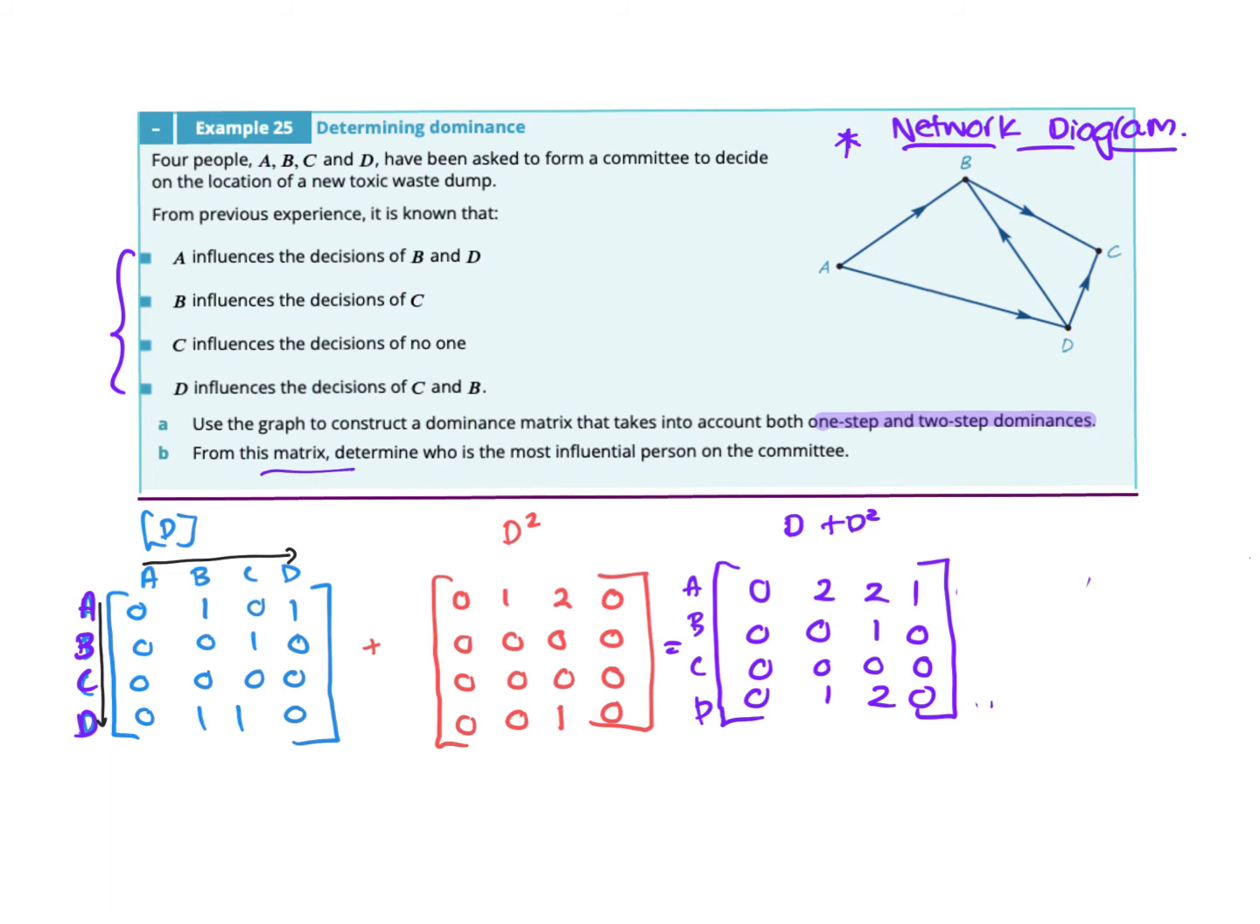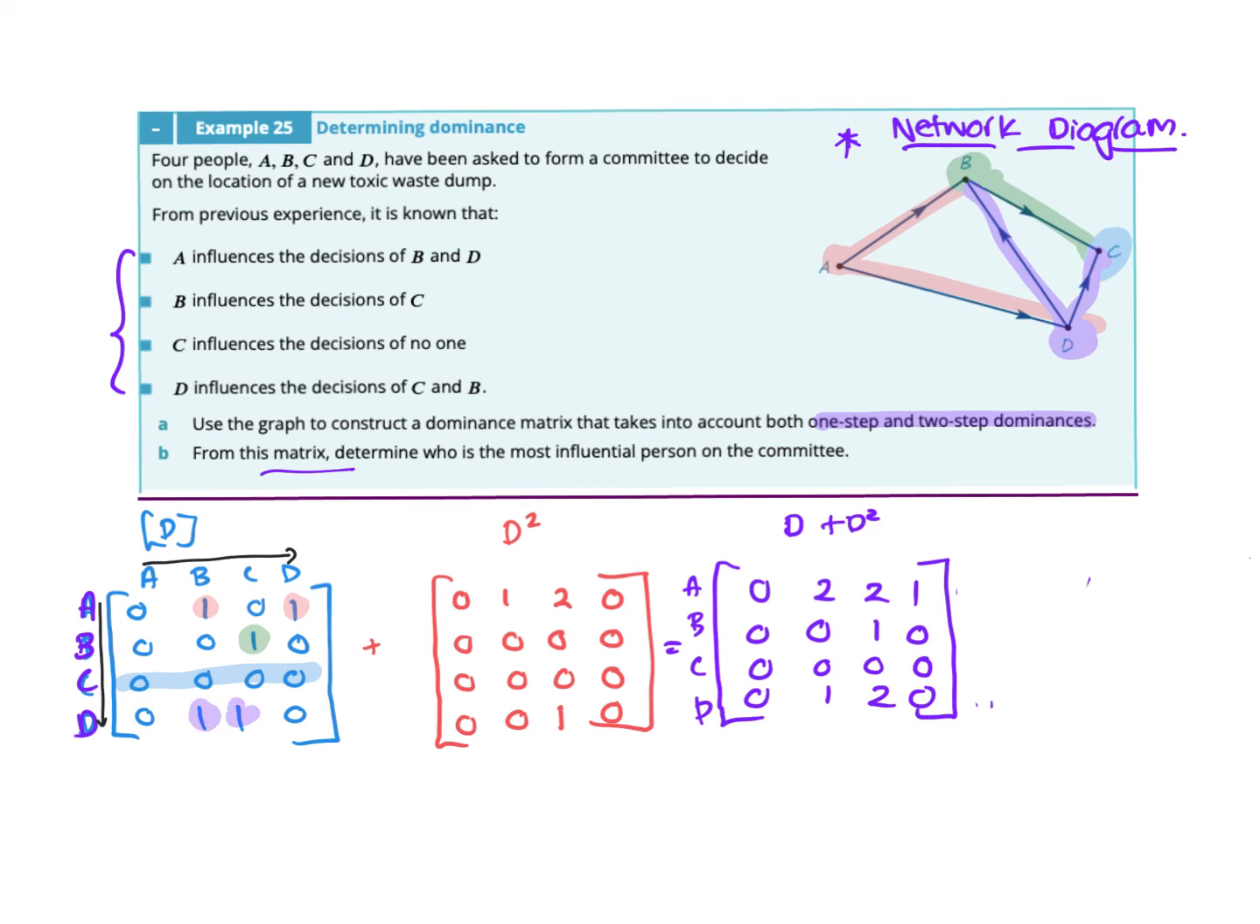So if we have a look here, we can see that A beat B and D. So you can see there's the 1 and the 1 there. And we can see that B, they beat C only. So there's that 1 there. C beat no one, so we can see a whole lot of zeros there. And the last one, D, beat just B, and C.